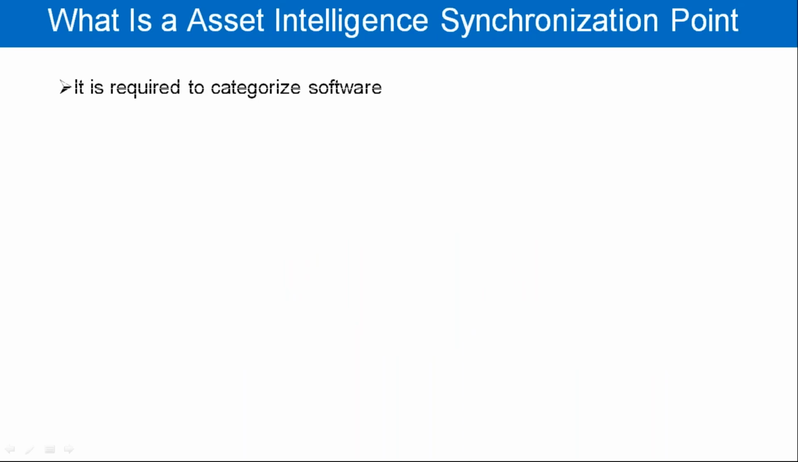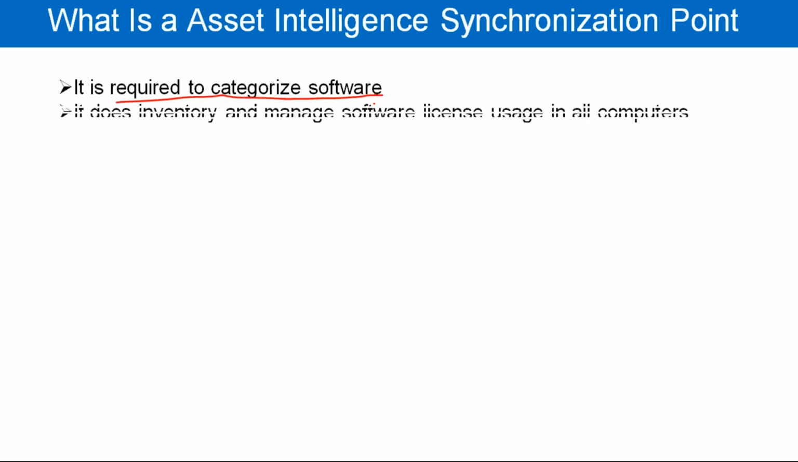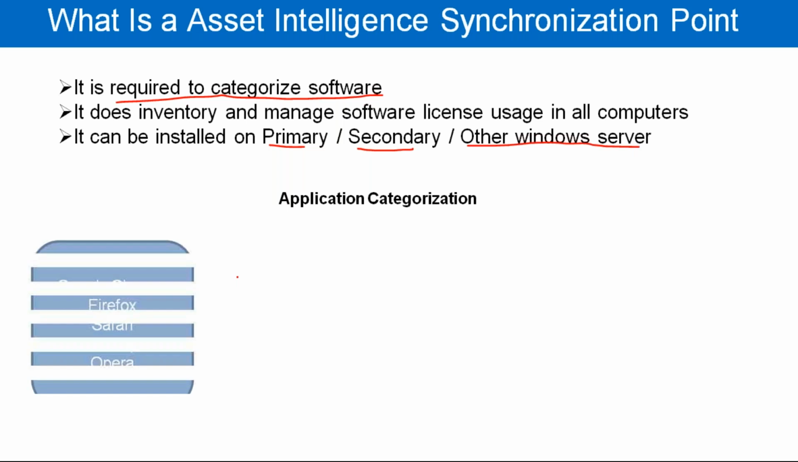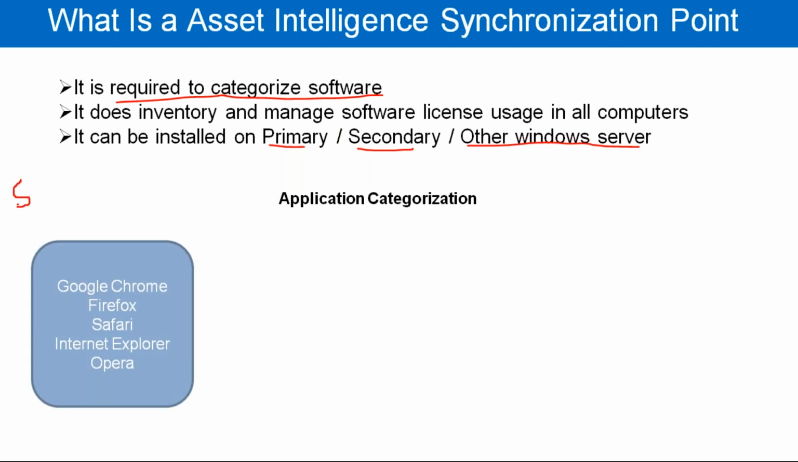Then you have asset intelligence synchronization point. This is required to categorize software for licensing utilization. So basically it can be installed on primary, secondary, or any other Windows server. So suppose in Mumbai you have like 50,000 computers or 5,000 computers. So in 5,000 computers, let's say you have somewhere around 50,000 applications. In 5,000 computers, you have 50,000 softwares.